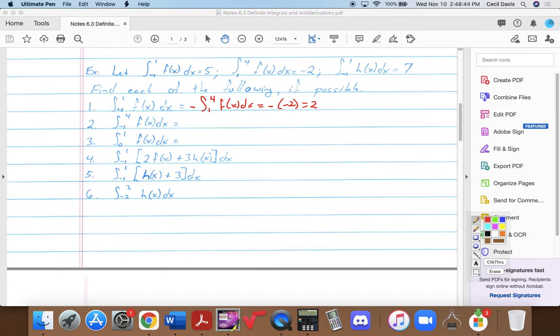Well, what if I want the integral from -1 to 4 of f of x dx? Can I do that? Yeah. This will be equal to the integral from -1 to 1 of f of x dx plus the integral from 1 to 4 of f of x dx. So it'll be 5 plus -2 is 3.